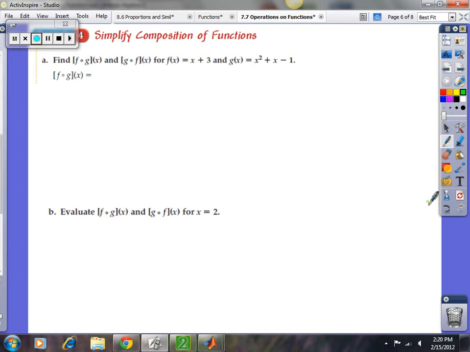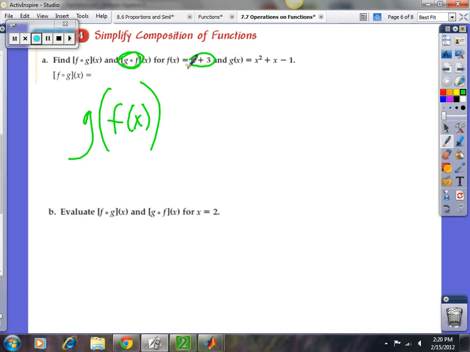Let's try G composed F. It's G of F of X. What one am I going to start with? We're going to start with F. You're going to start on the inside and work your way out. You are starting with F of X. F of X is x plus 3.